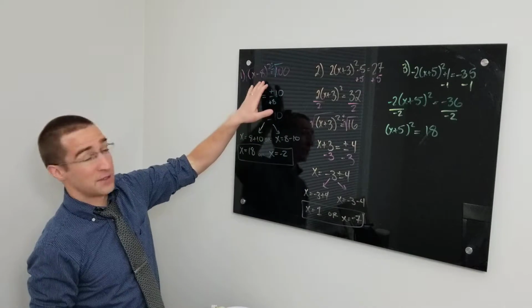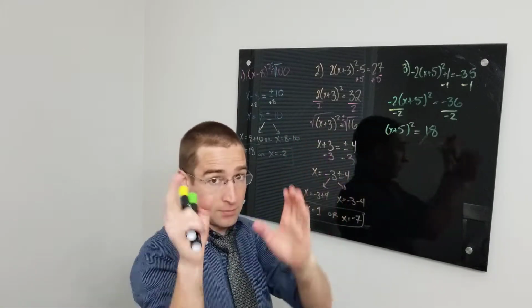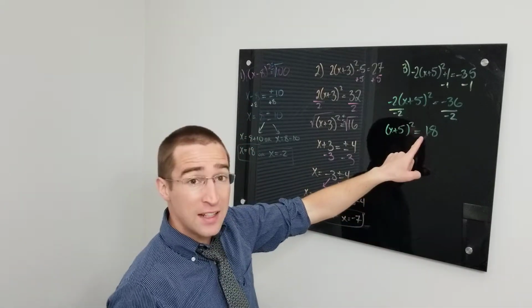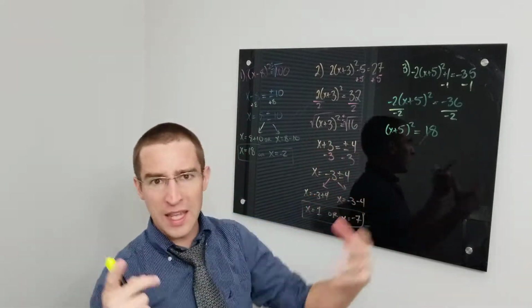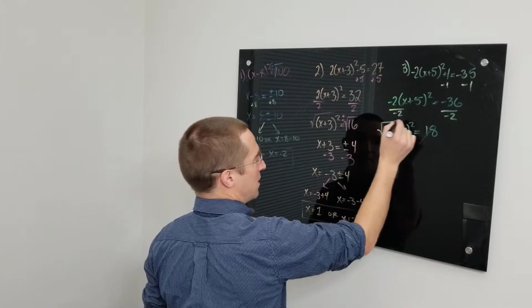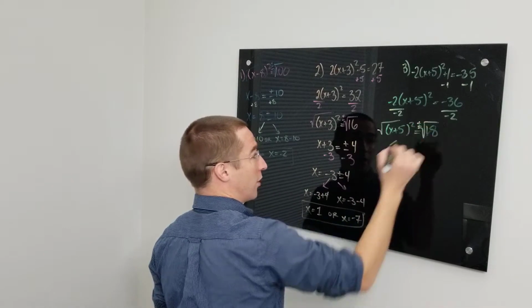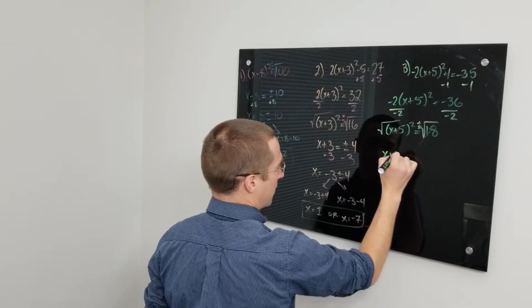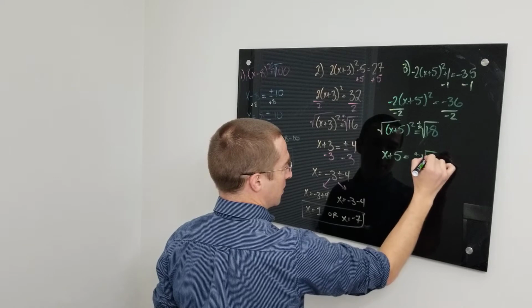And now we're back to something that looks like problem 1. Something happening to x but being squared equals a positive number. If this was a negative number and we square rooted, then it would be no real solutions, but it's a positive, so we can square root. So to get rid of this squared, we're going to take the square root on each side, and every time we square root while solving, we've got to throw in a little plus or minus there. So here I have x plus 5 equals plus or minus square root of 18.